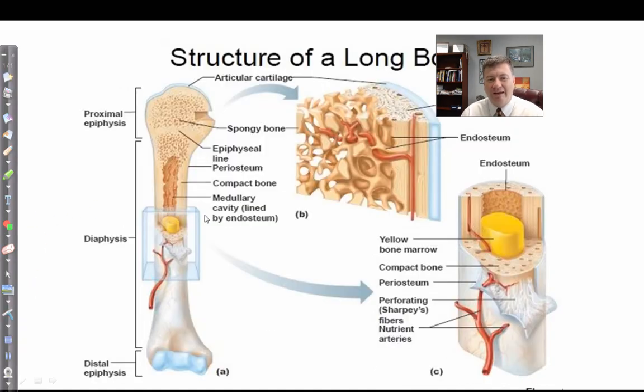This gives you a very similar view, but it shows you the difference between spongy and compact. Again, here is compact bone. It's this part of the bone here. Again, this is the periosteum on the outside, but from here to there represents compact bone. From here over represents spongy bone.